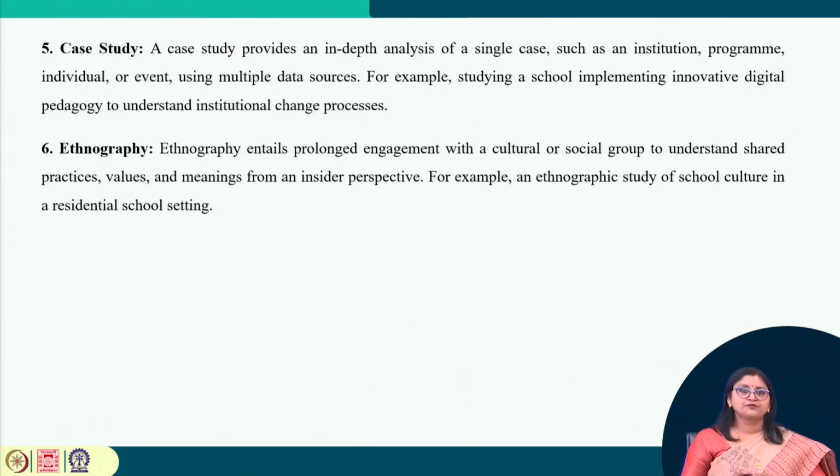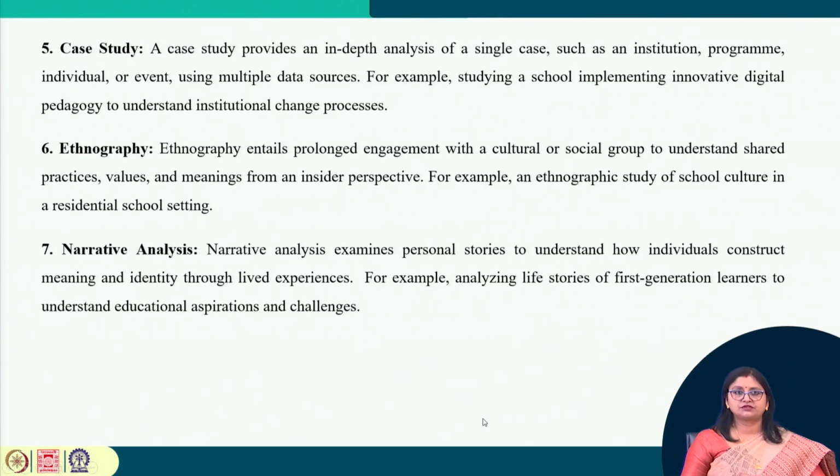The sixth one, ethnography, entails prolonged engagement with a cultural or social group to understand shared practices, values and their meanings from an insider perspective. For example, an ethnographic study of school culture in a residential school like Eklavya Vidyalaya comes under ethnography.